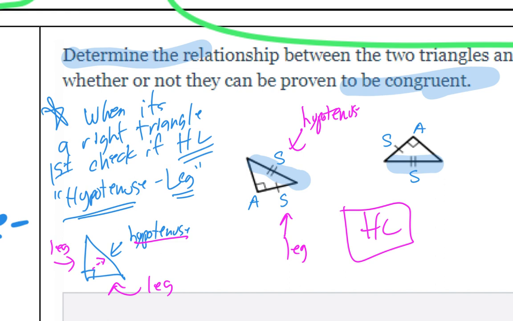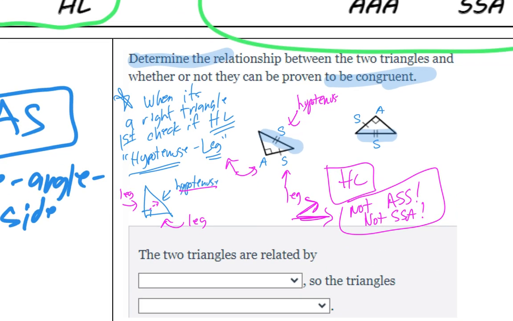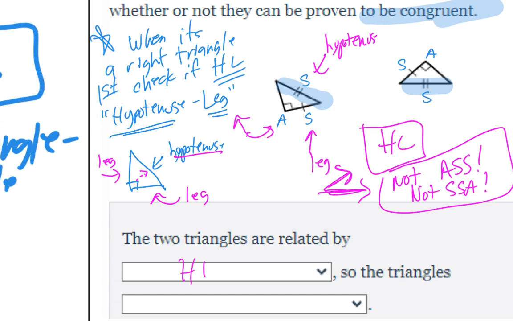Okay, because a common mistake is to say it's ASS or SSA. But we have to check this first. It's not ASS, and it's not SSA. Okay, so that's what we have to keep in mind on those, right? If it is a right triangle, so if we see this, we have to consider first if it's hypotenuse leg. So that one is what this one is. We said that's hypotenuse leg. So let's go ahead, and those are related by HL, so they are congruent.